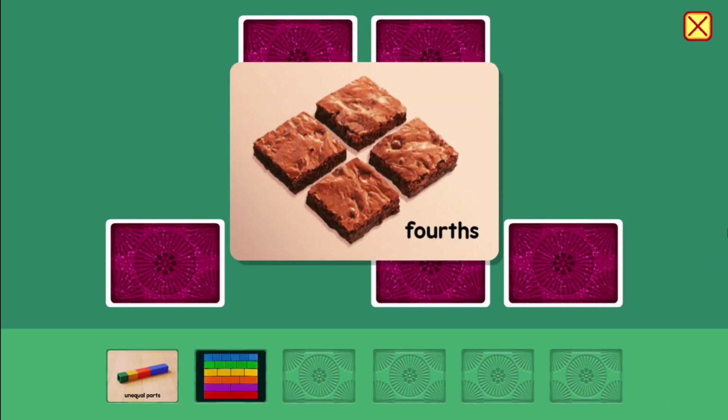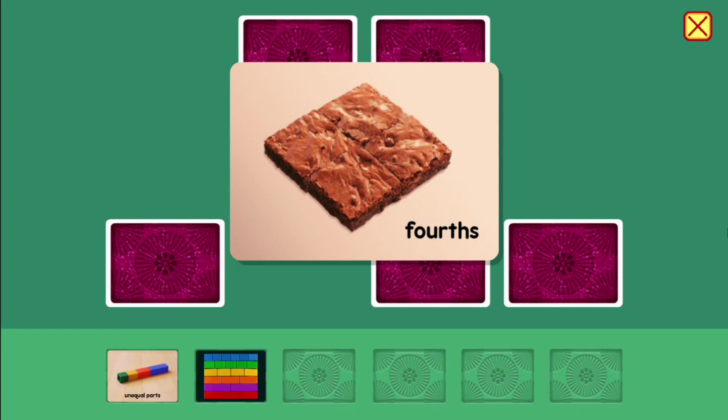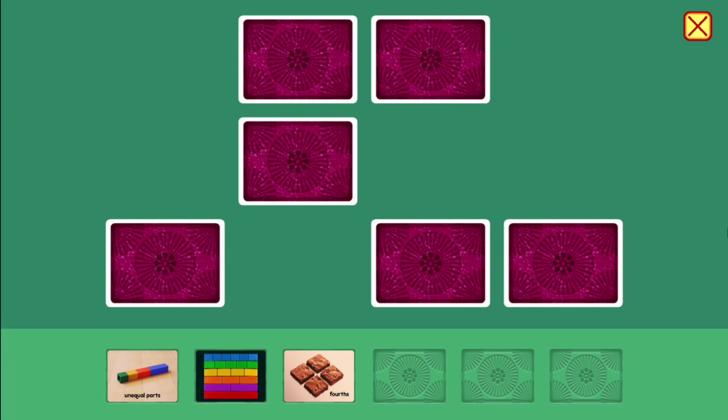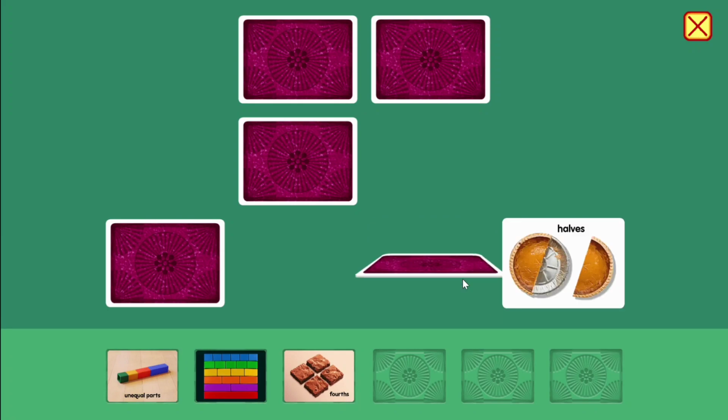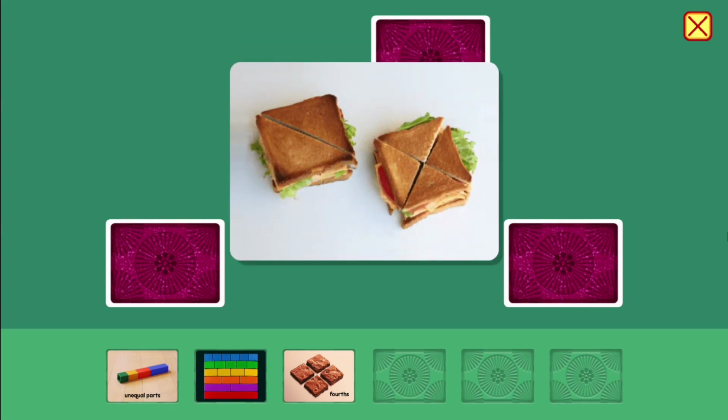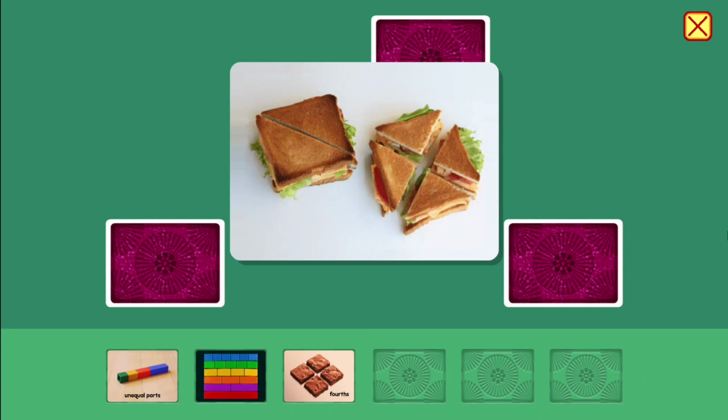Fourths. Four equal parts. Here's a quarter of the brownie, and here are the other quarters. Four quarters make a whole. Fourths. Halves. Two equal parts. Fourths. Four equal parts. The more parts you cut, the smaller each share.